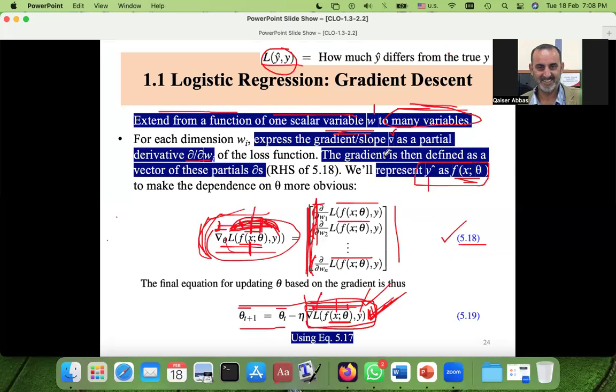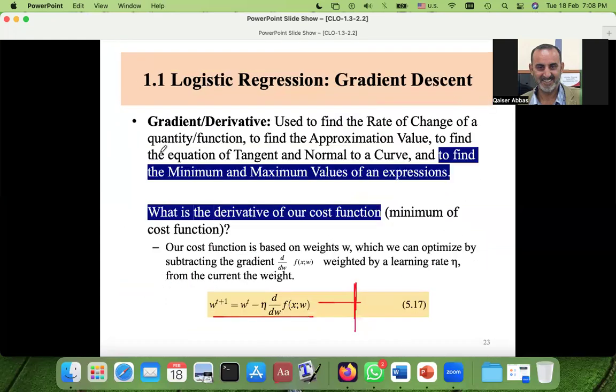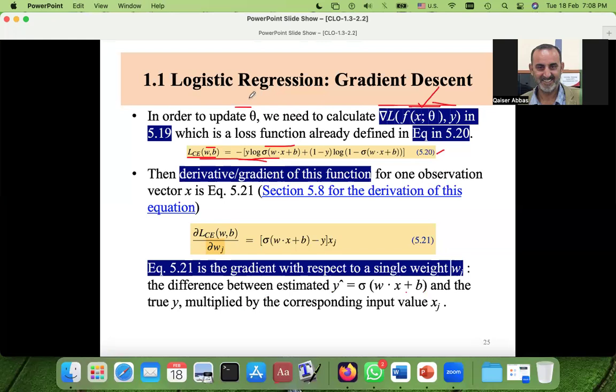If I go back again, I will show you. So y log sigmoid W dot x plus minus. I am writing that same equation there again, the cross entropy loss of W, B. I will use this equation, okay? That's why.